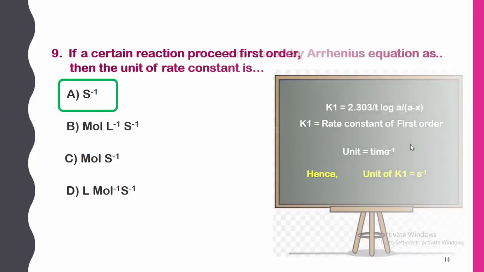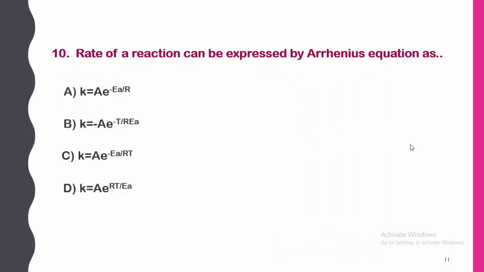Okay, let me go to the last question of this second part of today's lecture: the rate of a reaction can be expressed by the Arrhenius equation. This is a very important question. We should know what the Arrhenius equation is. The rate of a reaction, that is the rate constant, is equal to, option C, where you can see the different options given.